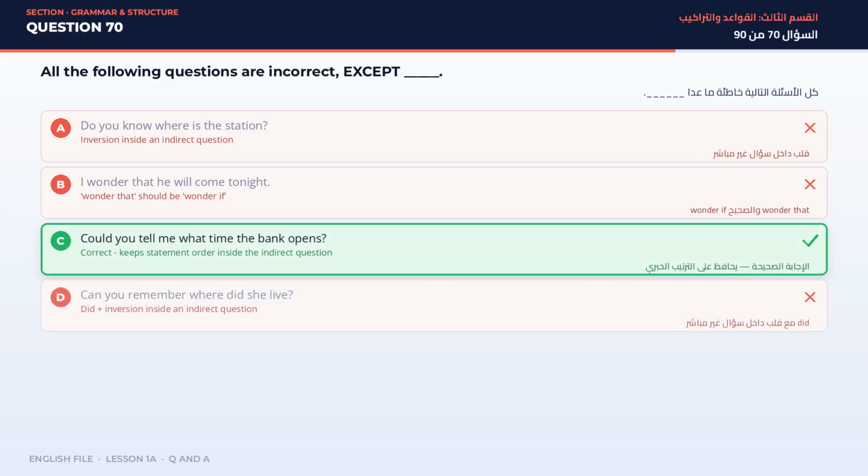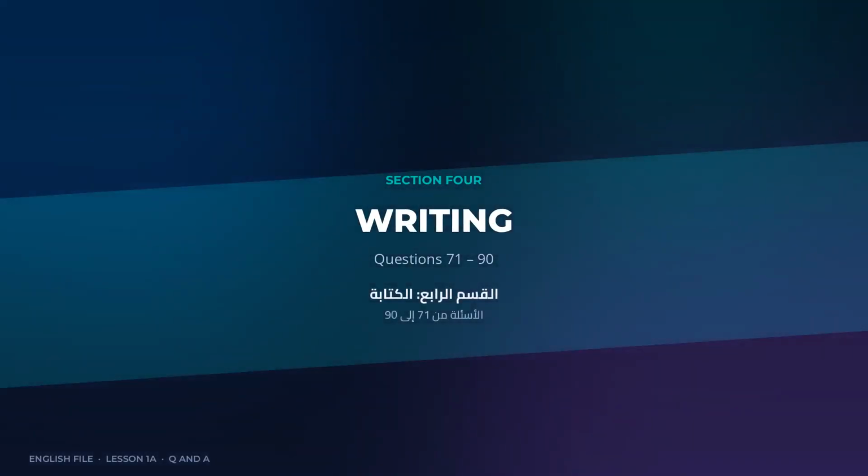Question 70. The answer is C. Could you tell me what time the bank opens? Keeps statement order inside the indirect question. Not A, inversion inside an indirect question. B, wonder that should be wonder if. D, did plus inversion.